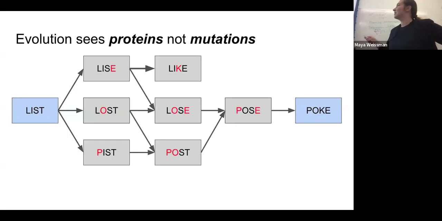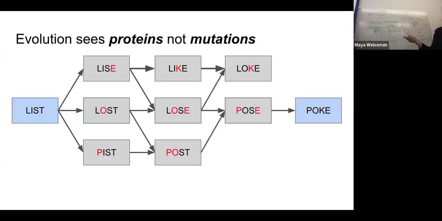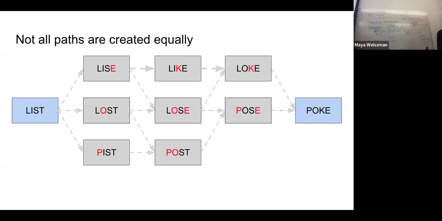So list, lost, lose, pose, poke, I think is the most common pathway along this. But technically you could try to go to loc instead. So, yeah, like I said, if you were to list out all possible ways of getting there, these are all of the possible ways of getting there.